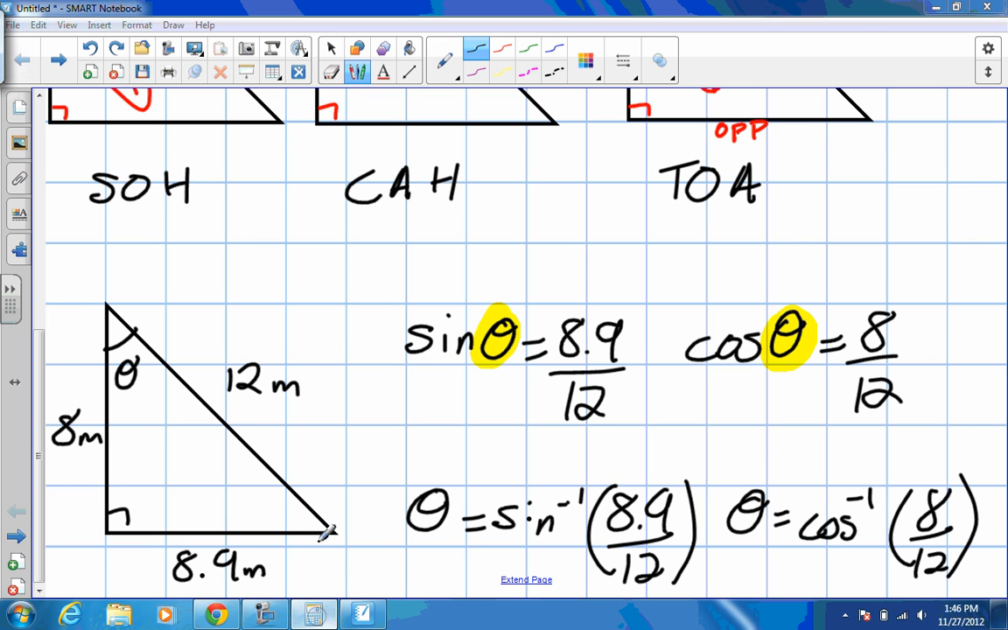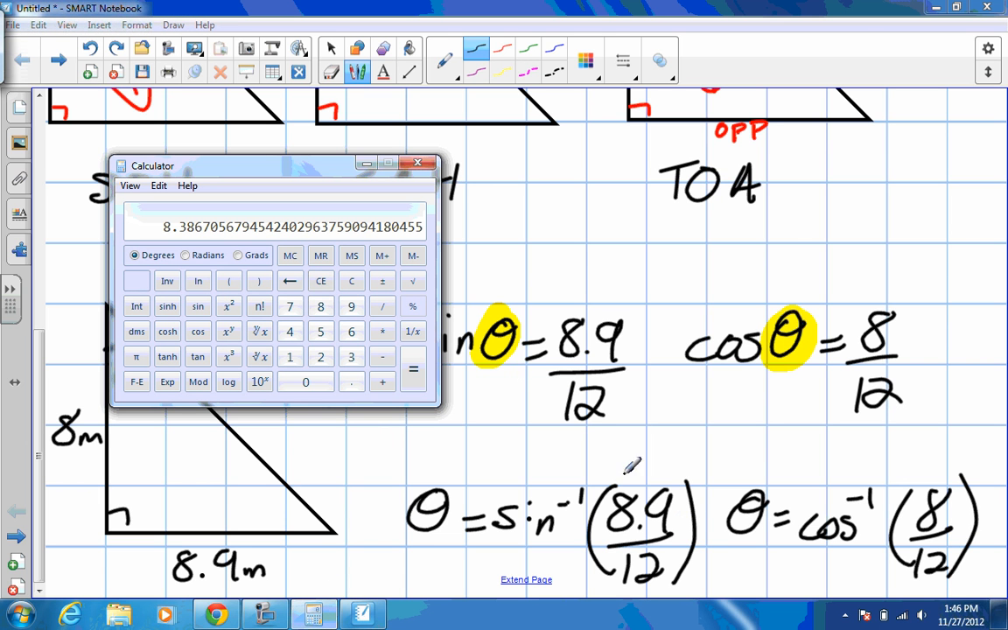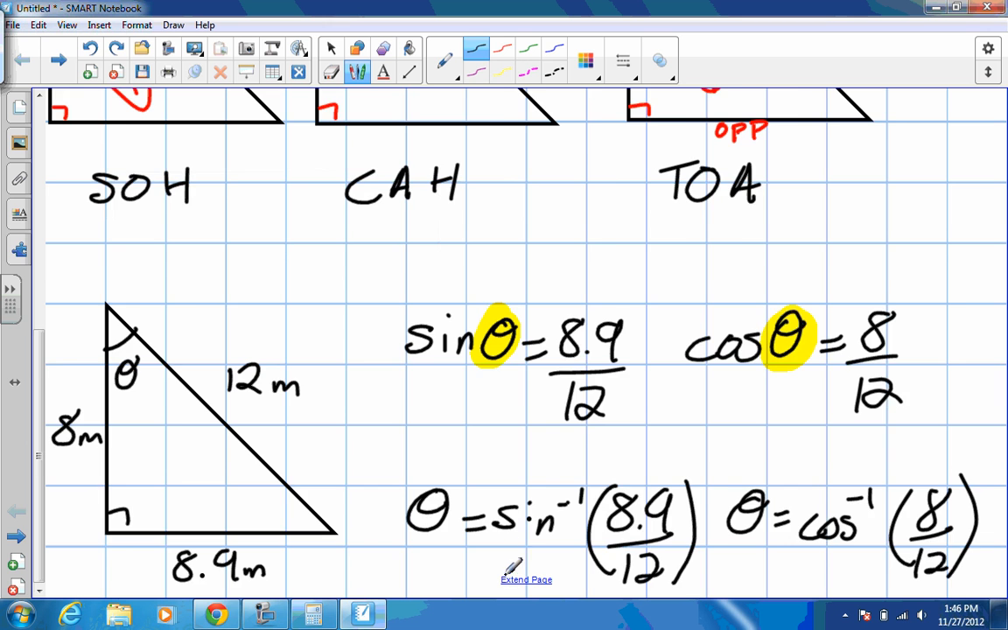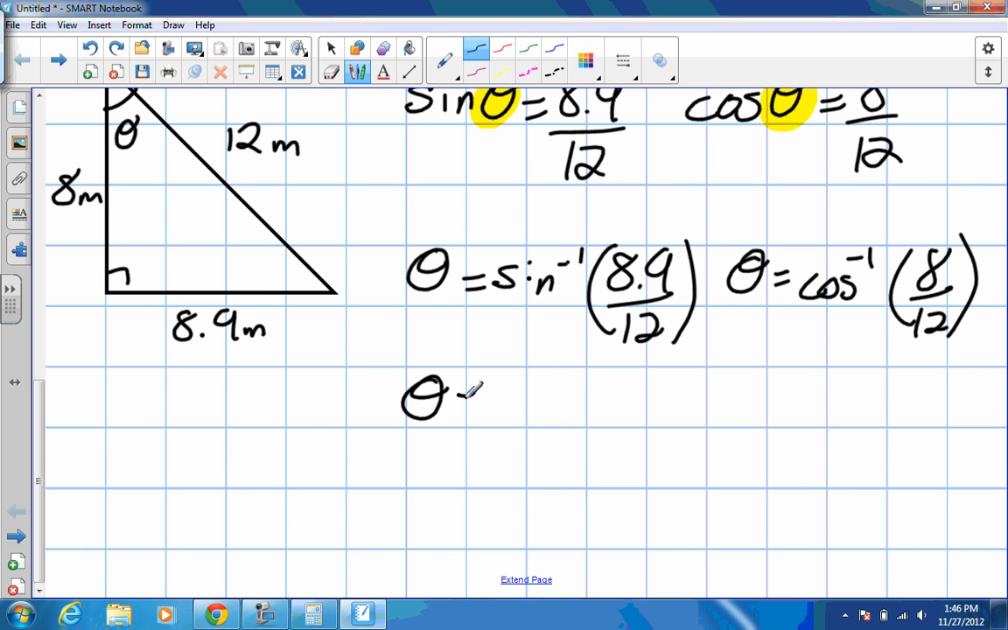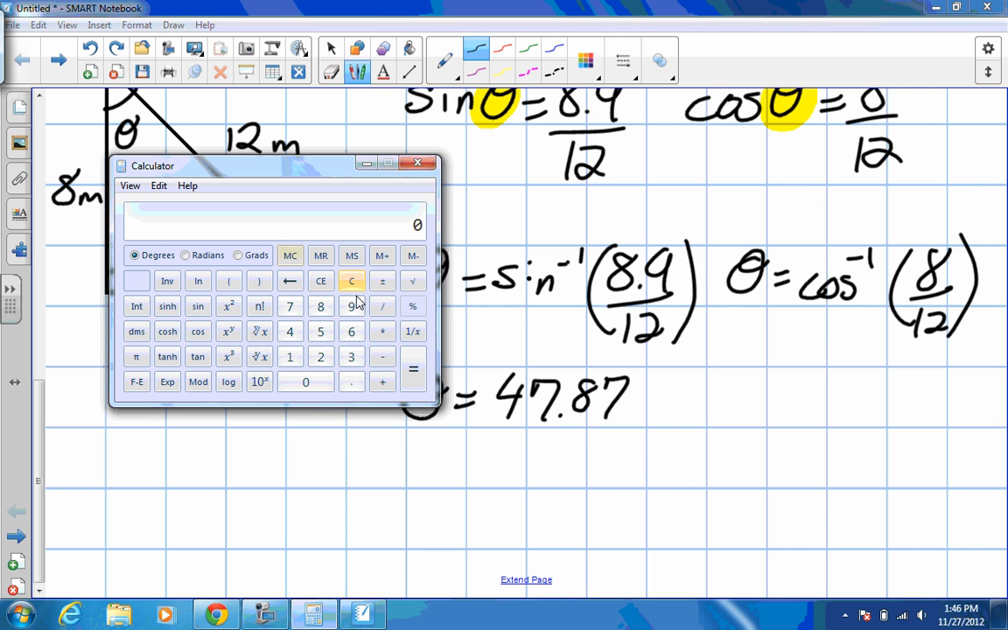Now, your calculators might be like mine, where I actually have to solve the ratio first and then type it in. Or you might be able to type this all in as one equation. In mine, 8.9 divided by 12 is equal to, and then I have to do the inverse of sine, 47.87. Okay? So theta is equal to 47.87. Let's try that same ratio with cosine. 8 divided by 12 equals, and inverse of cosine, 48.18.